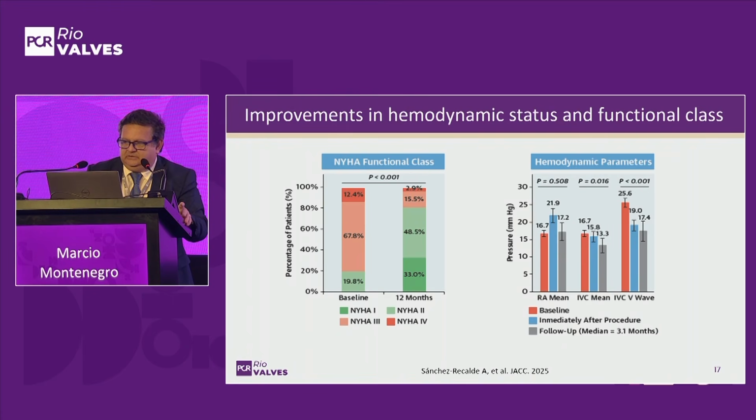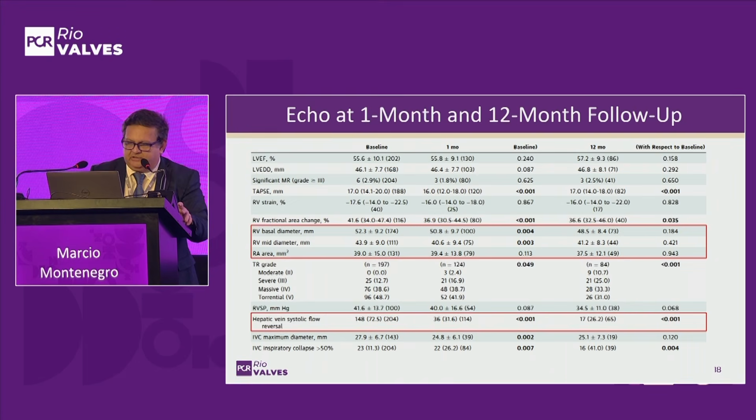The impact on hemodynamic parameters, as Adolfo has shown us in his case, we can see the increase of the RA mean pressure after 30 days, but after 12 months, we see the pressure decrease again, and the IVC and IVC V wave also decrease. So there is a good impact on the hemodynamic status and functional class.